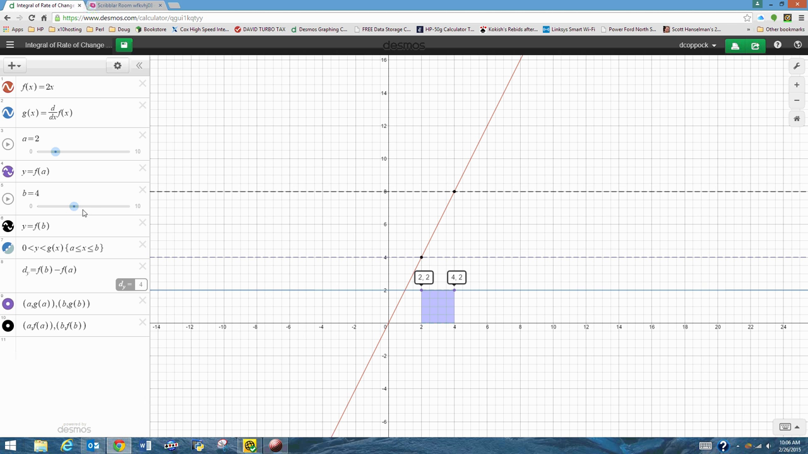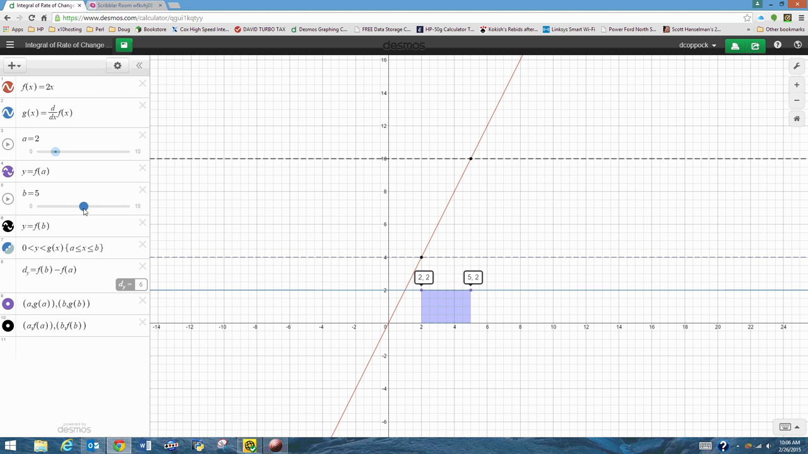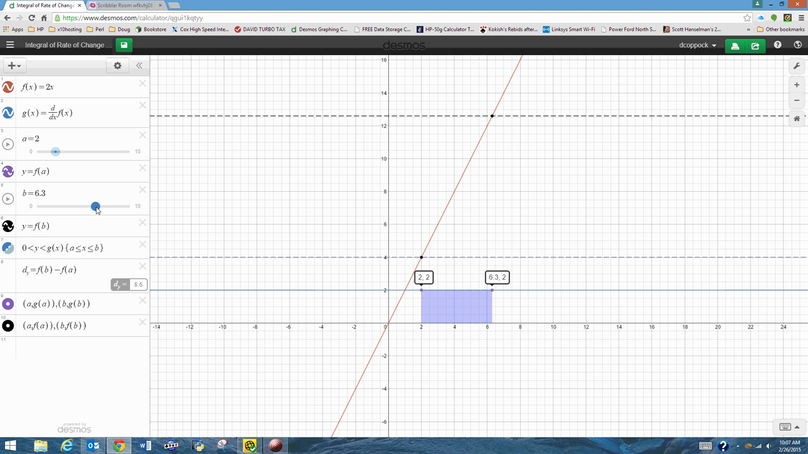Now watch what happens if I slide b to the right. Change in y increases. I wanted to go to just 5. Now the change in y is 6, and guess what? The rate of change is still a constant 2, but the width of the rectangle has changed from 2 to 5, so it's 3. 3 times 2 is 6, and of course this will keep going this way.